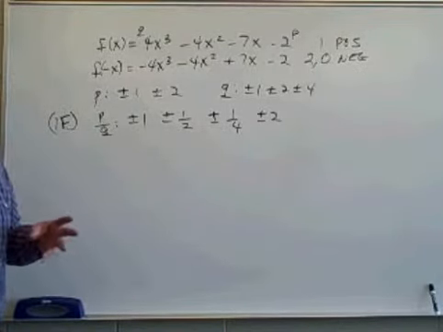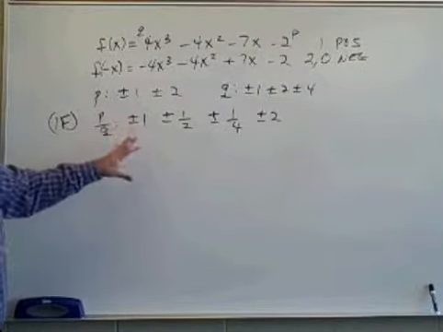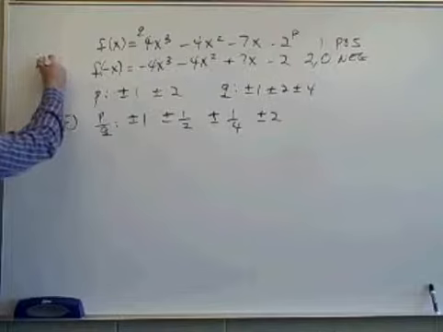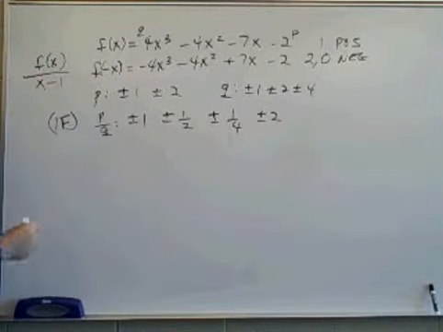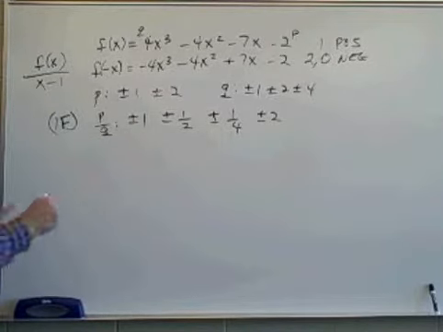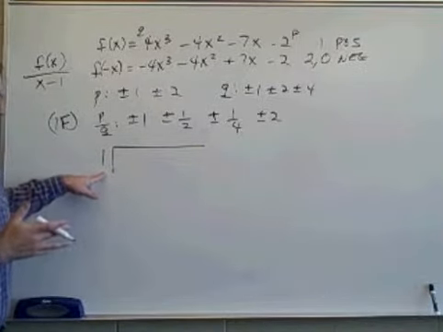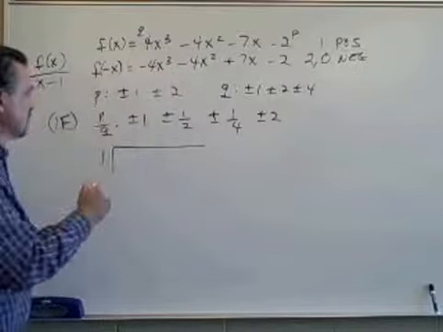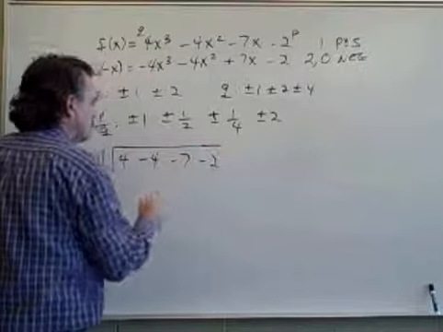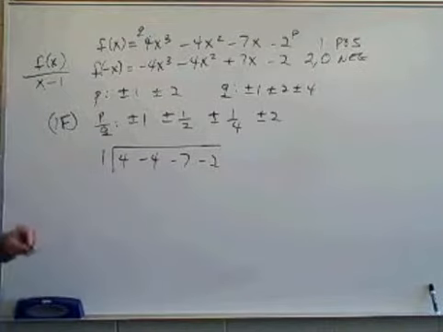For our synthetic division test, then, let's test 1. If 1 is the root, then really what we're doing is we're trying to take f of x and divide it by x minus 1 to test whether or not positive 1 is a root. So I put positive 1 outside the synthetic division sign. I put the coefficients inside. That's 4, negative 7, negative 2. And remember, if one of those terms was missing, you'd have to put a placeholder there of 0.